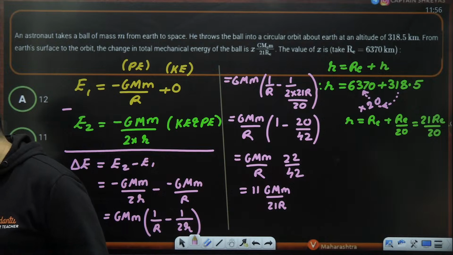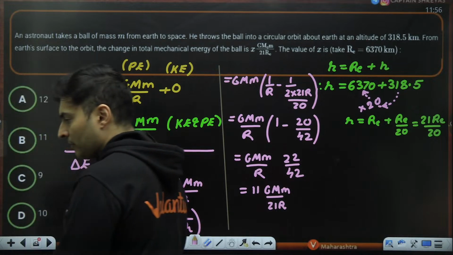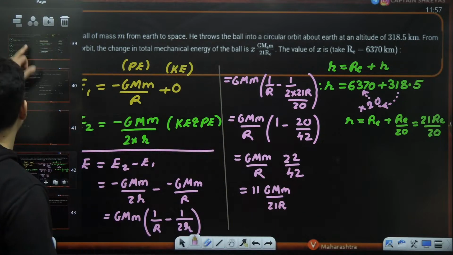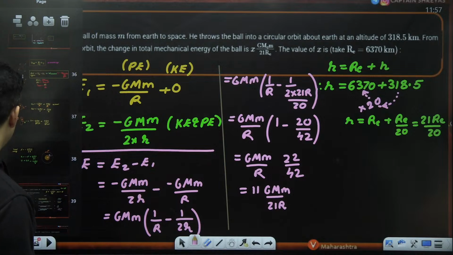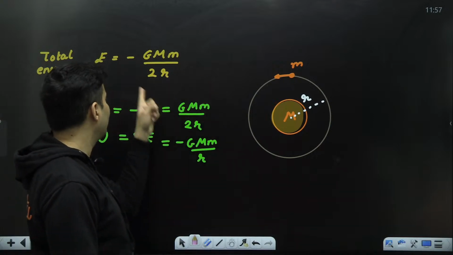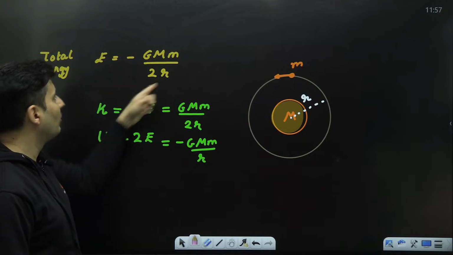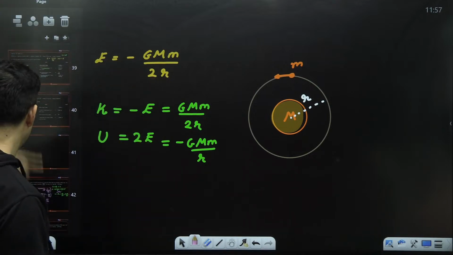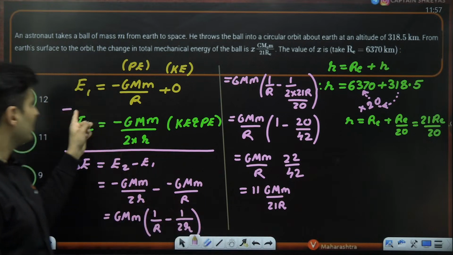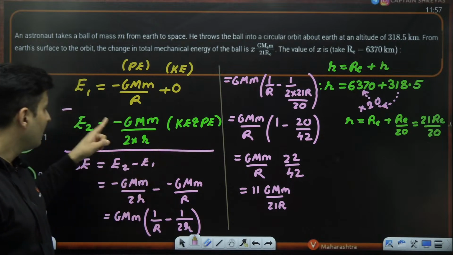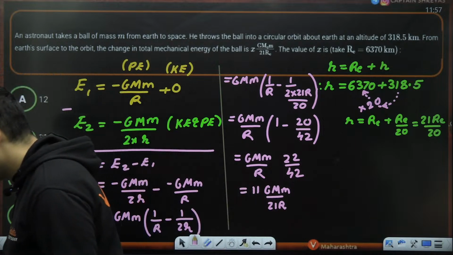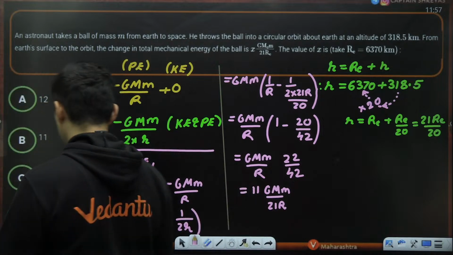These are just manipulative questions, guys. You have to just manipulate. How did you get E2? I got it from this formula, the energy of a satellite, minus GMM by 2R. So the total energy, which is kinetic plus potential, is this. In this particular problem, because it was in the orbit, the total kinetic and potential energy is minus GMM by 2 times R. Is that okay now? Clear? Absolutely.